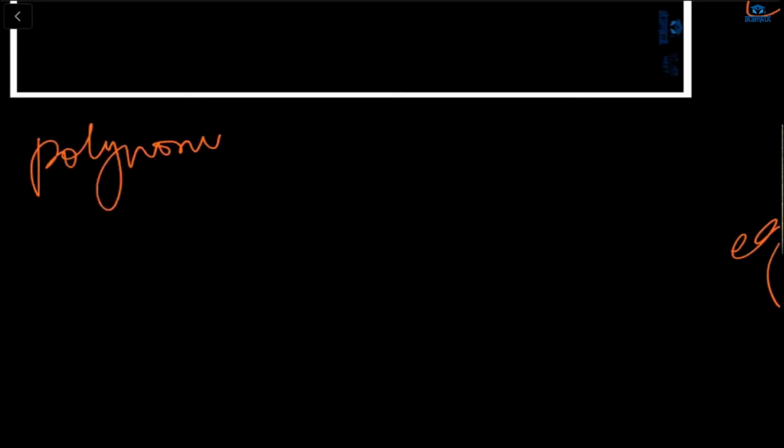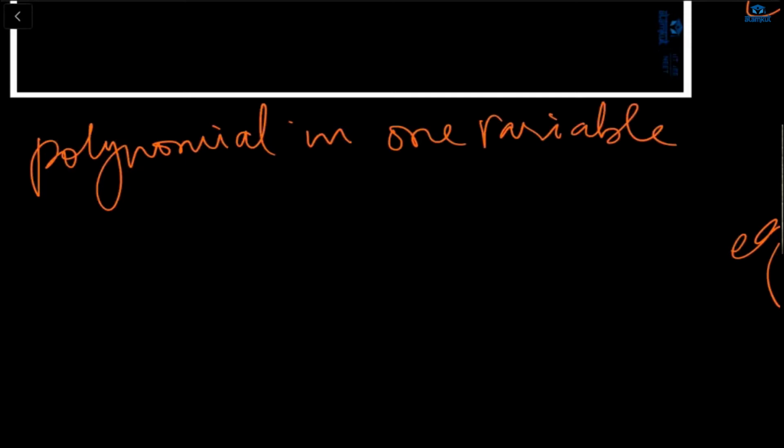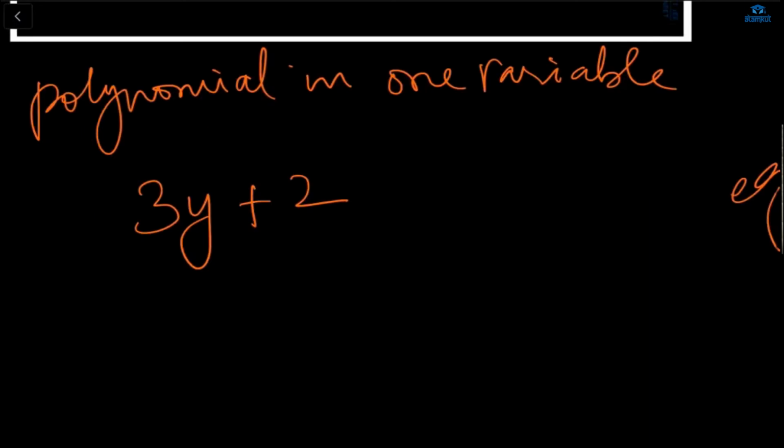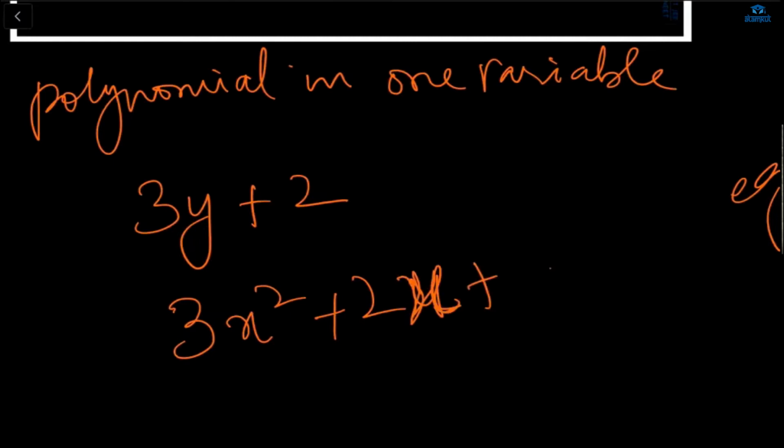He has written a polynomial in one variable: 3y plus 2. Okay, this is what? Here you can see the variable is only one. A single variable is here, so this is a polynomial in one variable. And you can see the power of y is 1, which is a non-negative integer, so it is a polynomial. Now you can also write 3x square plus 2x plus c. This is also a polynomial in one variable because there is a single variable.